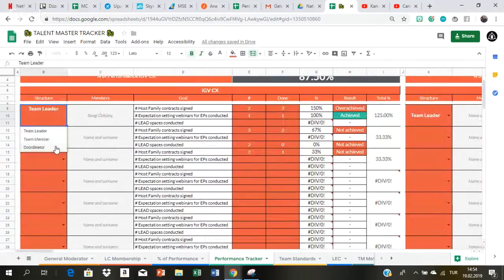And also, you will see some coordinated positions here, team member positions. Try to put everyone in order. For example, don't make it random, but try to put, for example, the team leader of the team and the members under them, in an order.